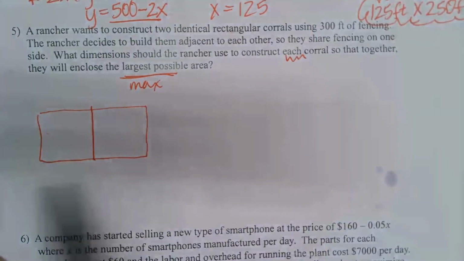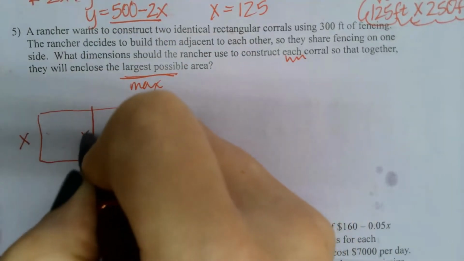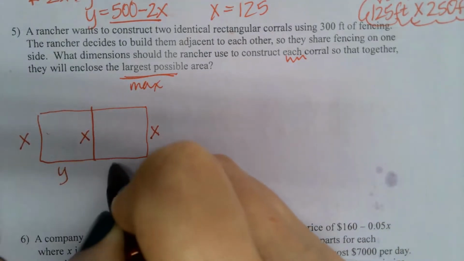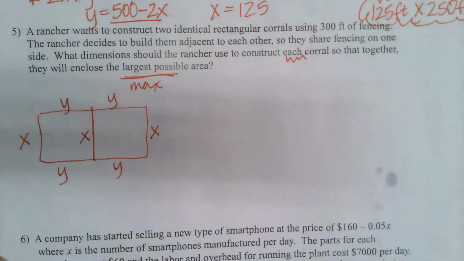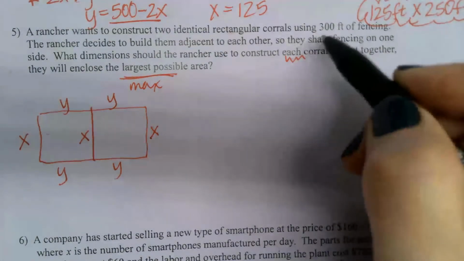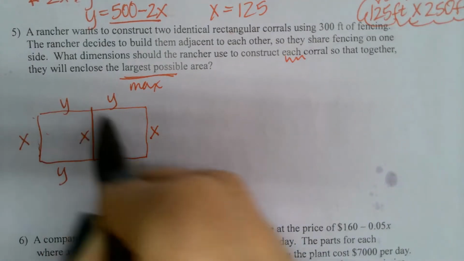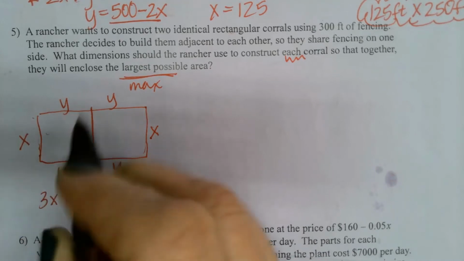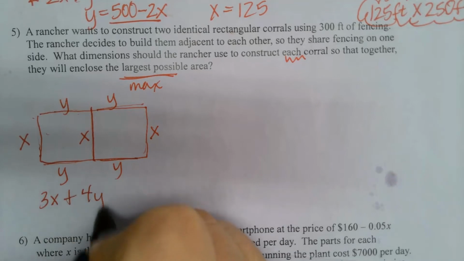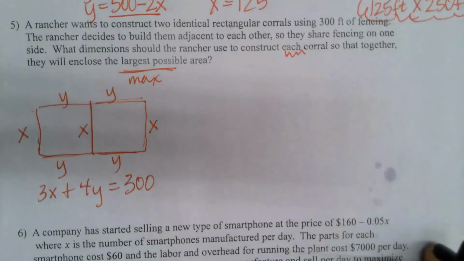So I want each individual corral labeled. So this is X. This length would also be X, and the far length would be X. And let's call these little pieces Y. All right? So when it comes to the amount of fencing that I'm using, 300 feet of fencing, I am going to be doing X plus X plus X, so 3X, Y plus Y plus Y plus Y, so plus 4Y, and I want to use the total 300 feet of fencing.